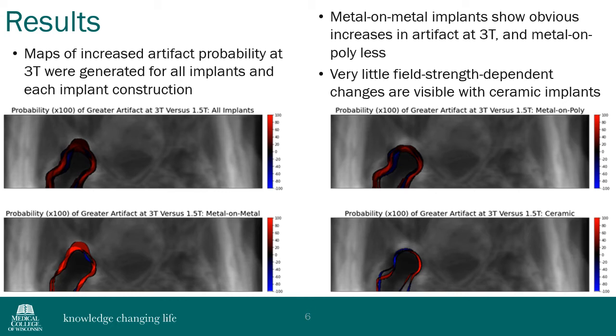In the top left image, this probability map is shown across all participants in the study. In the top right, this probability map is shown across all metal-on-poly implants. The bottom row shows a probability map for metal-on-metal and ceramic implants on the left and right respectively. It is clear that the metal-on-metal implants showed increased artifact at 3T compared to other implants, and ceramic implants showed minimal field strength dependence in their associated image artifacts.